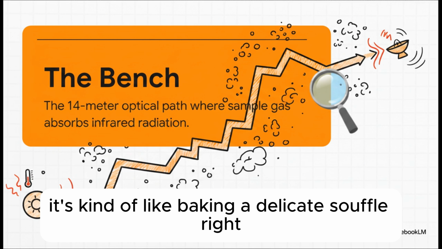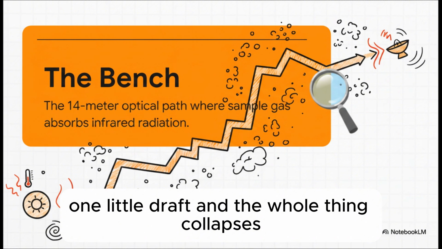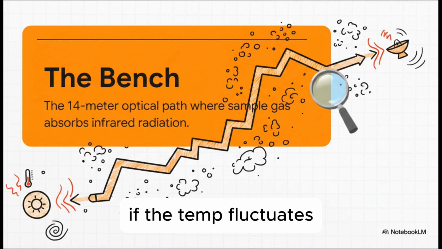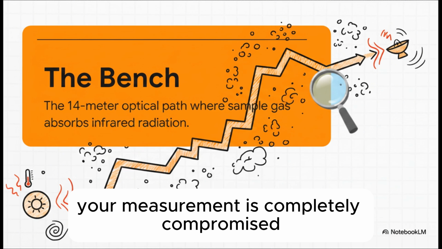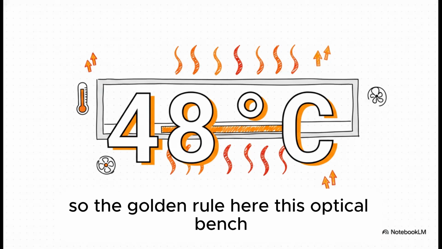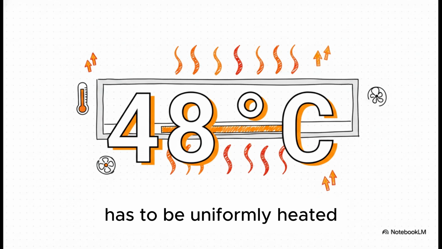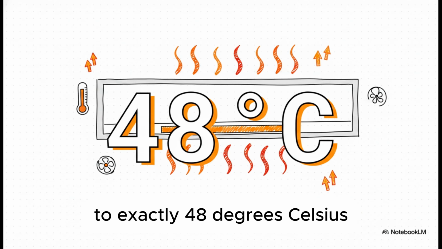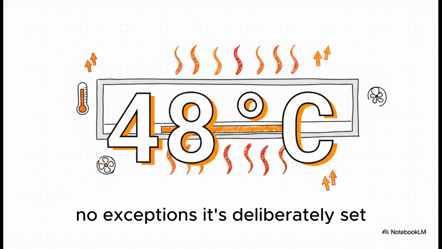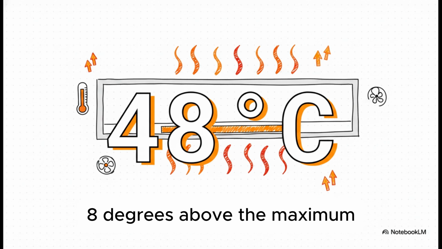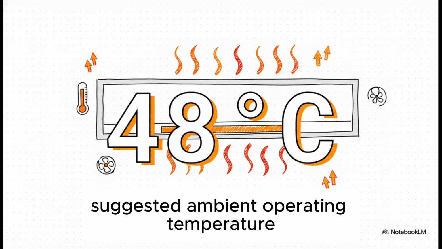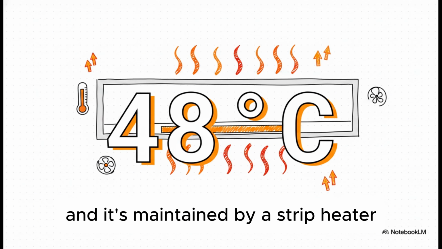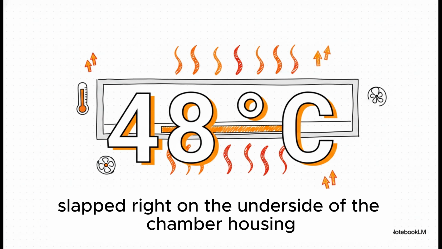It's kind of like baking a delicate souffle, right? One little draft and the whole thing collapses. If the temp fluctuates, your measurement is completely compromised. So, the golden rule here, this optical bench has to be uniformly heated to exactly 48 degrees Celsius. No exceptions. It's deliberately set 8 degrees above the maximum suggested ambient operating temperature, and it's maintained by a strip heater slapped right on the underside of the chamber housing.